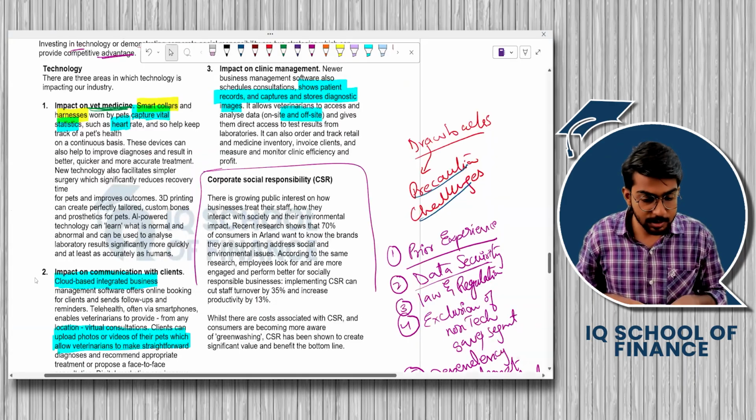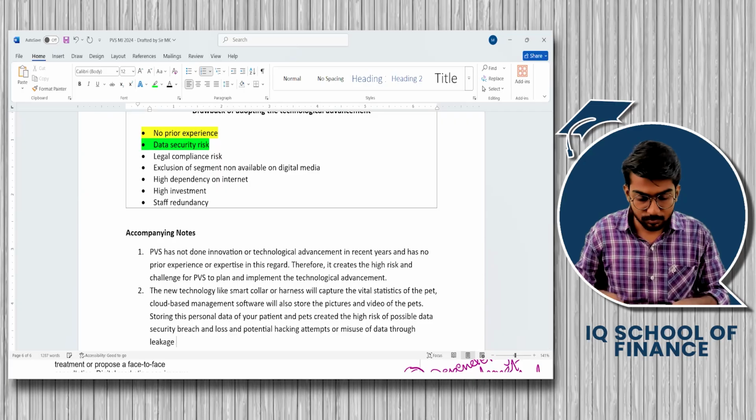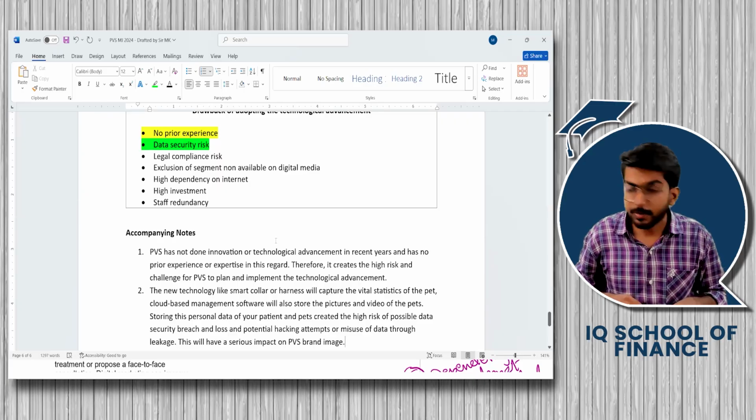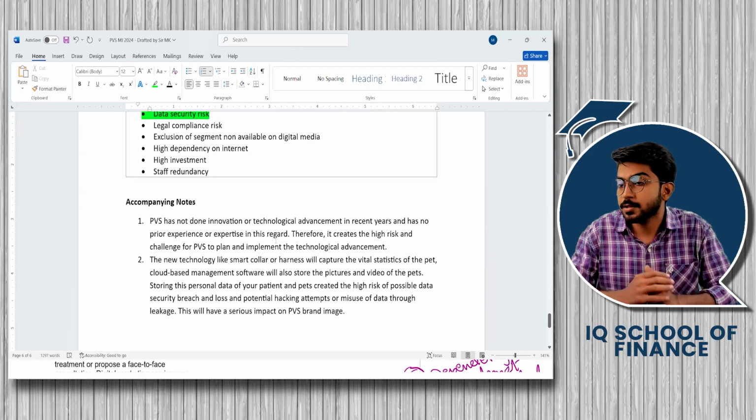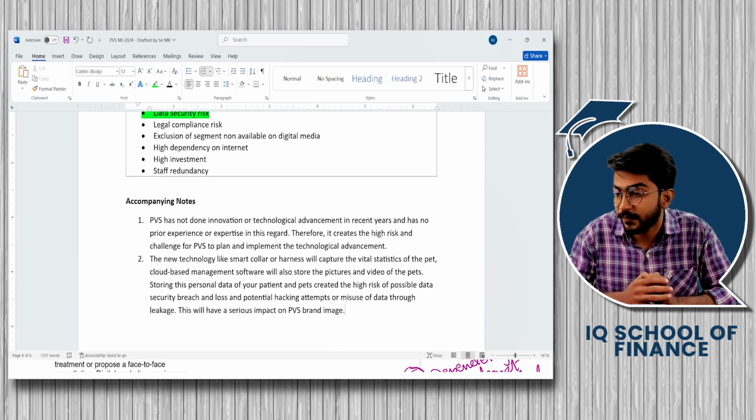Pooja, I will read your answer. Just let me draft my one. All right, now let me read your answers. Pooja is saying personal and commercial information are more likely to get hacked considering PVS does not have advanced technology. This gives rise to high data security risk. This will lead to legal fines by affected customers and affect the reputation of PVS.